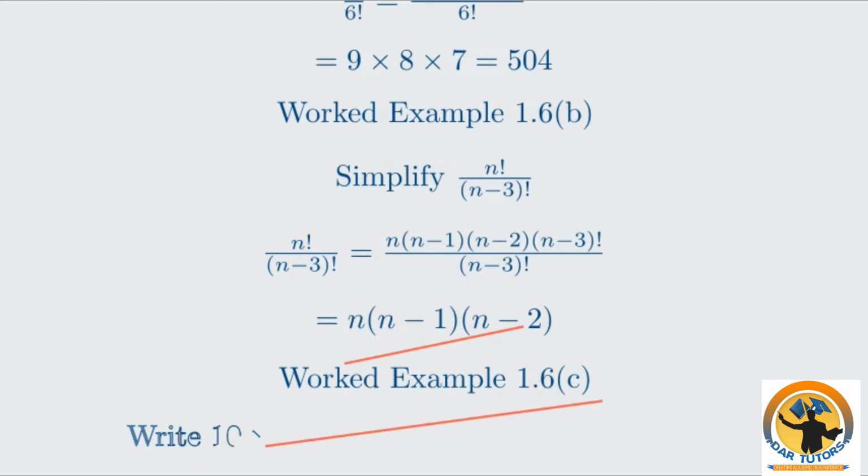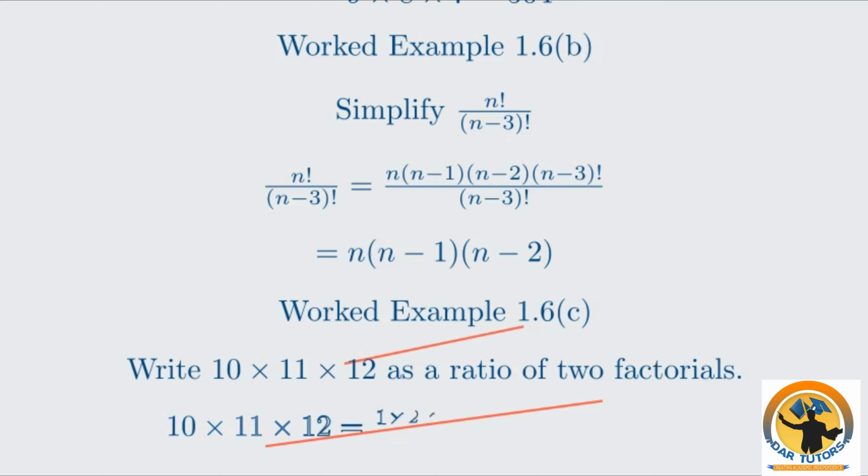Finally, let's write 10 times 11 times 12 as a ratio of 2 factorials. This is the reverse process. We want to complete the product to form a factorial. We can multiply the expression by 9 factorial over 9 factorial. The numerator becomes 12 factorial, and the denominator is 9 factorial. So the expression is 12 factorial divided by 9 factorial.